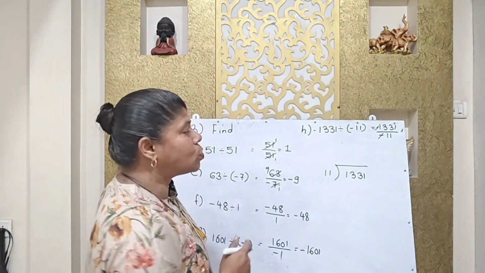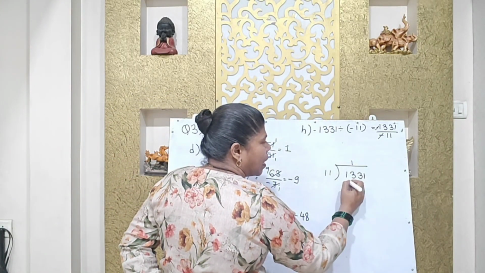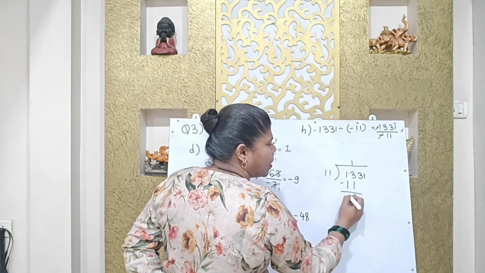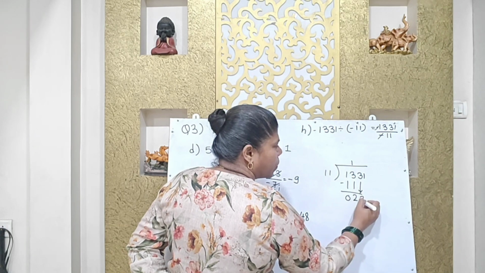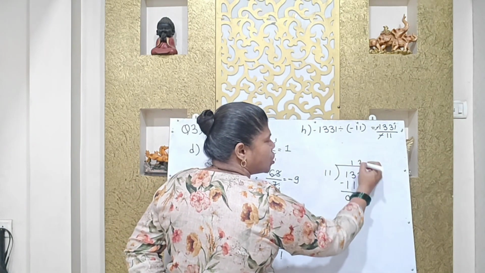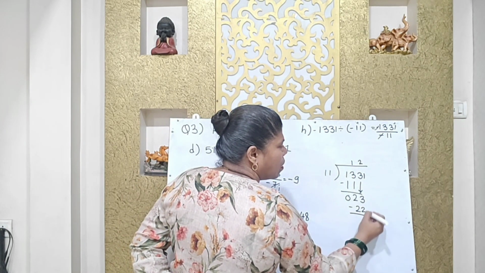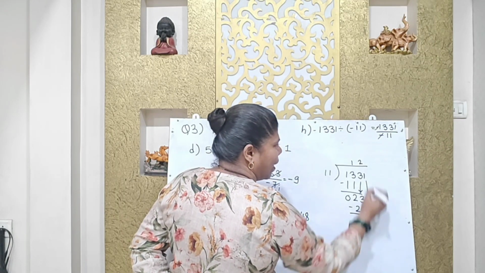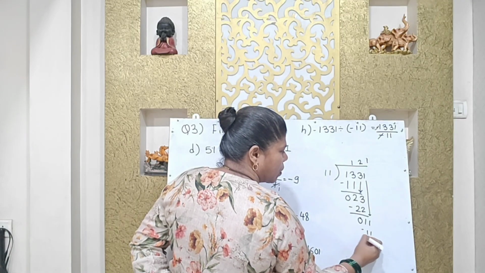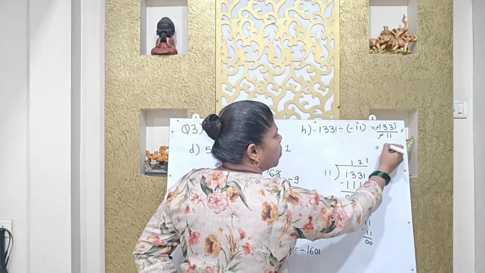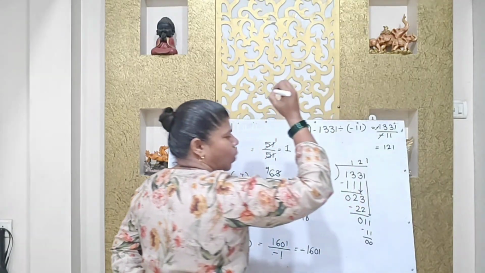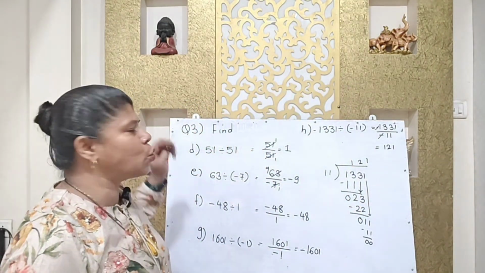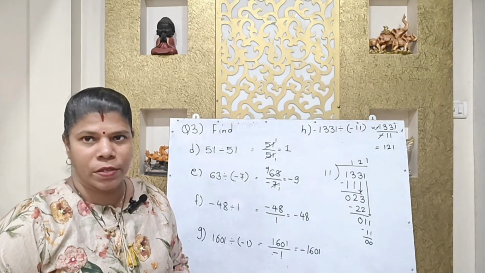Okay, so 11 ones are 11. 3 minus 1, 2. 1 minus 1, 0. Carry 3. 11 2s are 22. 3 minus 2, 1. 2 minus 2, 0. Take 1. 11 ones are 11. Answer will be 121. Here we have completed question number 3 from exercise 1.5.